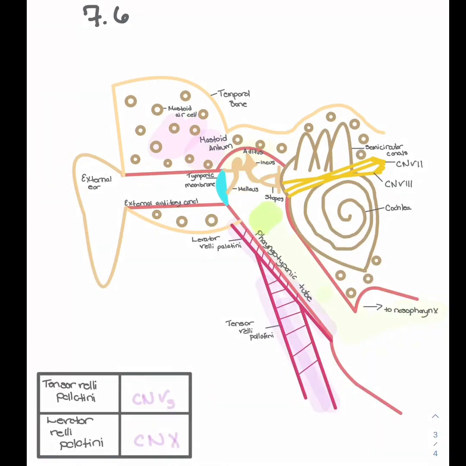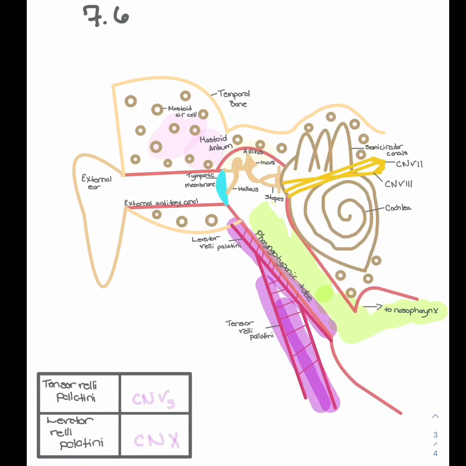The pharyngotympanic tube, shown here, connects the tympanic cavity with the nasopharynx. The tube is kept open by the levator veli palatini muscle and the tensor veli palatini muscle. The tensor veli palatini tenses the soft palate and opens the mouth of the pharyngotympanic tube during swallowing and yawning.